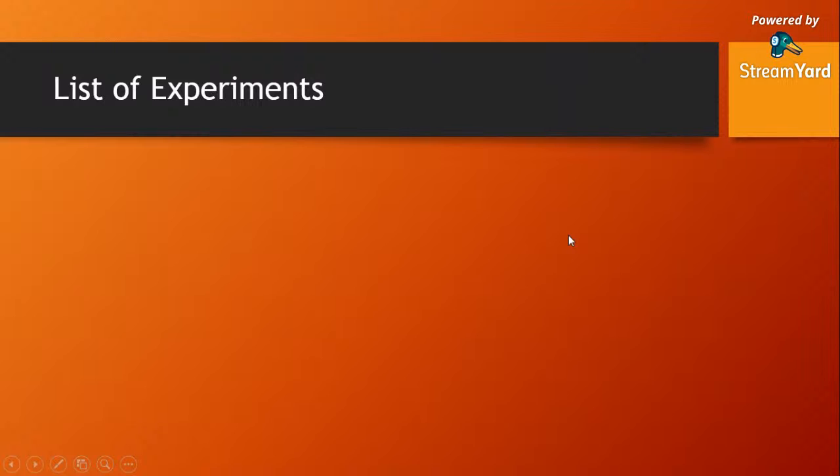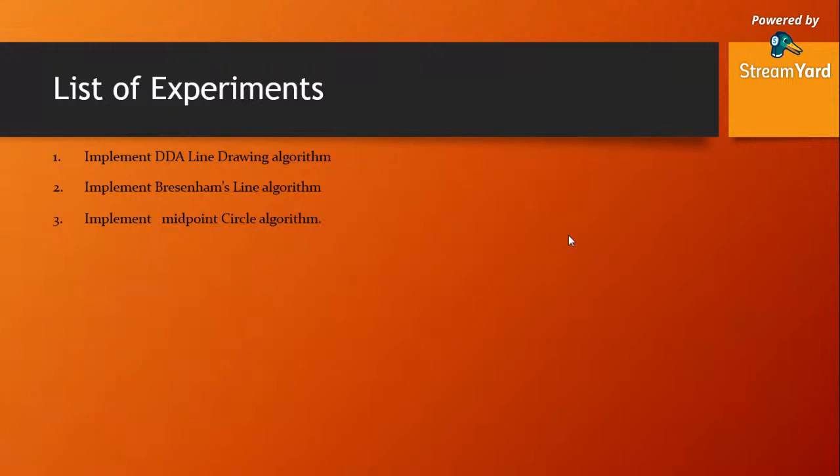Now there are various experiments we have in this course. The list of experiments: first, you have to implement the DDA line drawing algorithm. Another is the implementation of Bresenham's line drawing algorithm. Then the third is the implementation of the midpoint circle drawing algorithm. Then the implementation of an area filling algorithm, that is, we will write it for boundary fill.